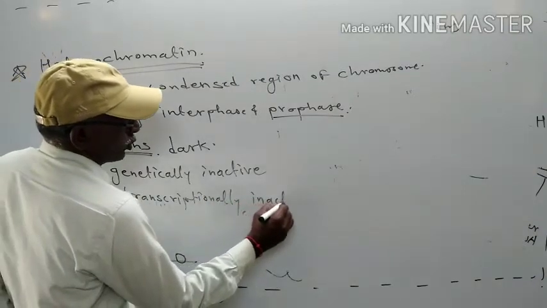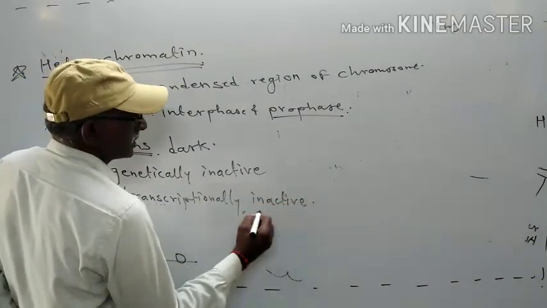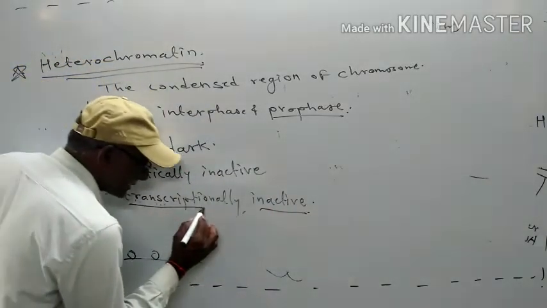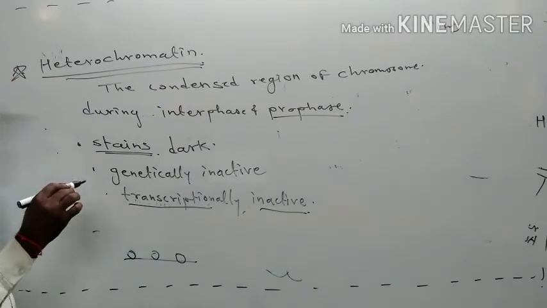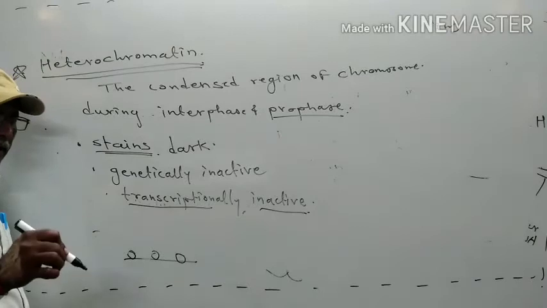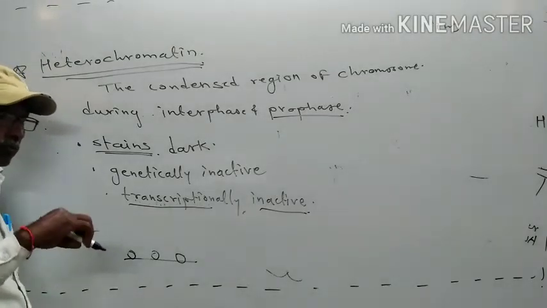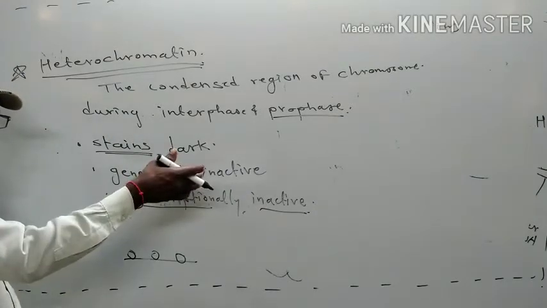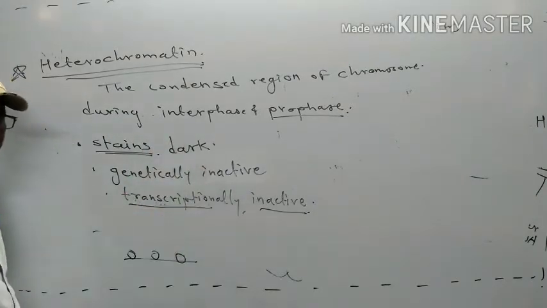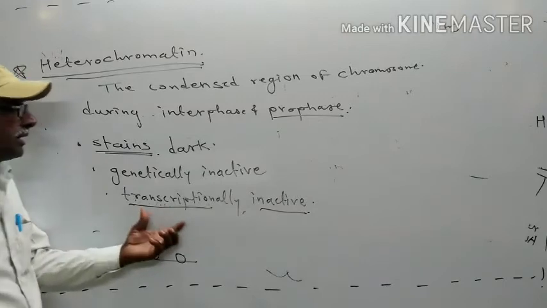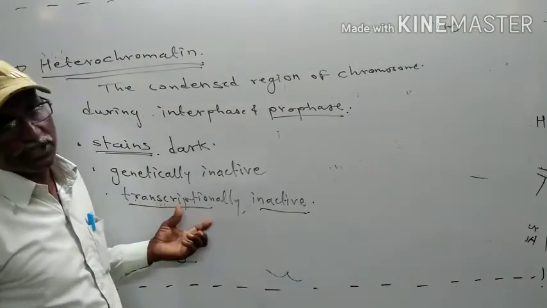Now you will have a question: what is transcription? What is transcriptionally inactive? Transcription is the formation of RNA from DNA. It is a long process, and we will see this part later in this chapter. When RNA is formed from DNA, that process is called transcription. Transcription means to copy.